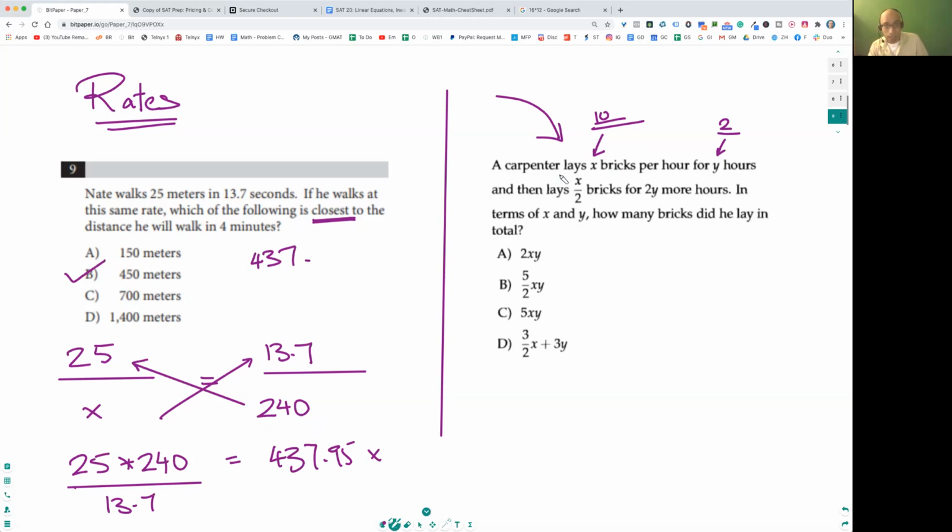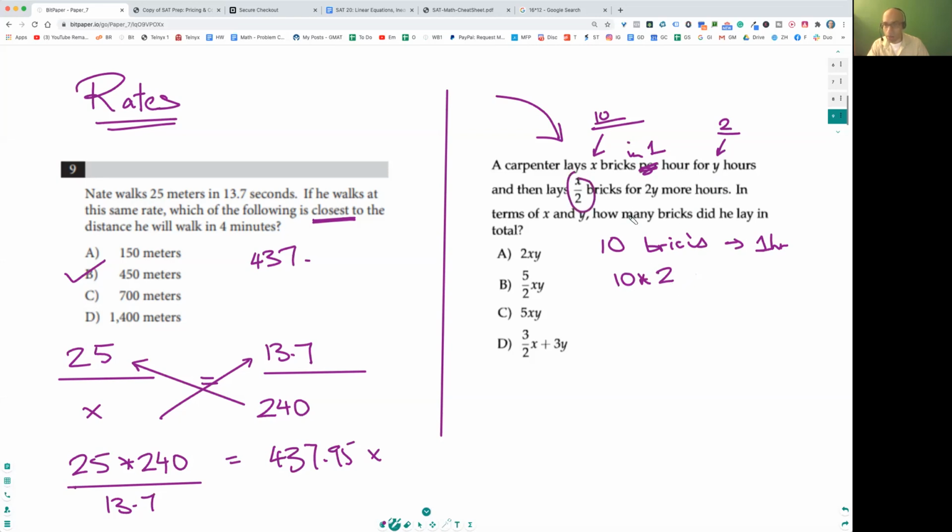So now this problem, guys, this problem over here, what you got to do is X bricks per hour for Y hours. So that means you're going to take 10 bricks per hour for Y hours. So think about it like this: 10 bricks in 1 hour. Per means 1. Remember, per means in 1 hour. So in 2 hours, how many bricks can you do? So you're going to do 10 times 2. So that's 20. But just leave it as 10 times 2.